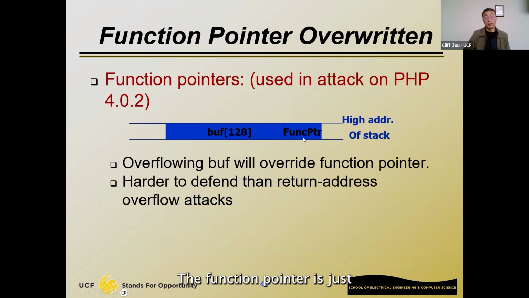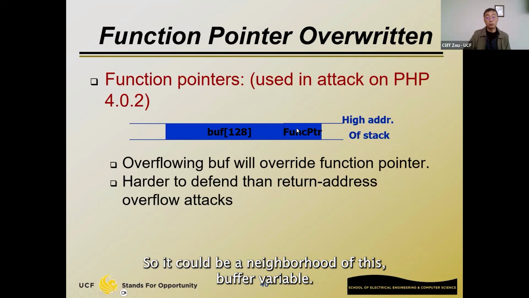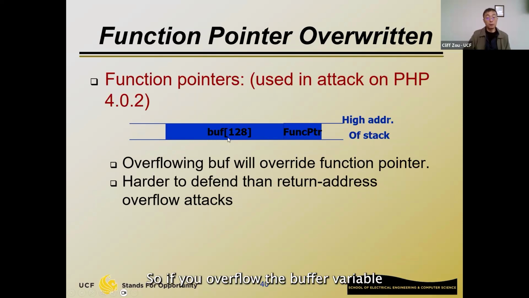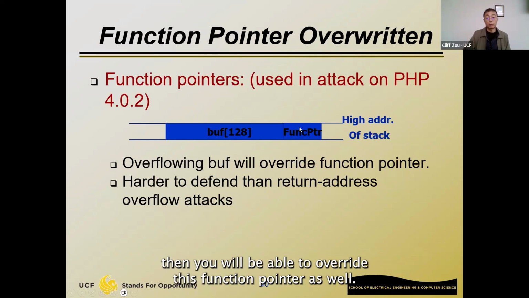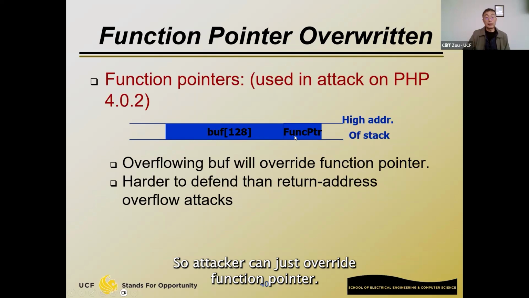Then a function pointer is just a pointer variable, and it is a local variable in this subfunction. So it could be a neighbor of this buffer variable. If you overflow the buffer variable, and if this one is at a higher address in the neighborhood of buff, then you will be able to override this function pointer as well. So the attacker can just override the function pointer.